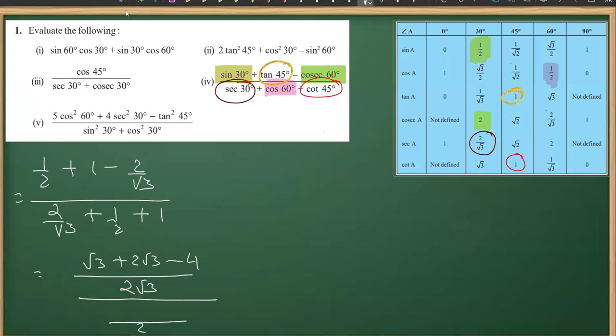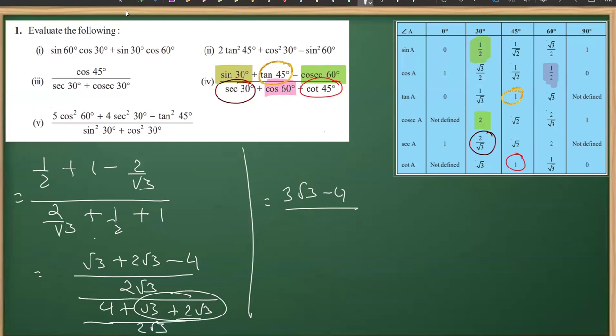Same here. The LCM is 2 root 3. So if I multiply here by 2, we'll get 4 here, right? So this is 4 plus this multiplied by root 3, and this will be multiplied by 2 root 3. Right. Now, what are we getting in the numerator? It is root 3 plus 2 root 3, which is 3 root 3, and this is 3 root 3 minus 4.